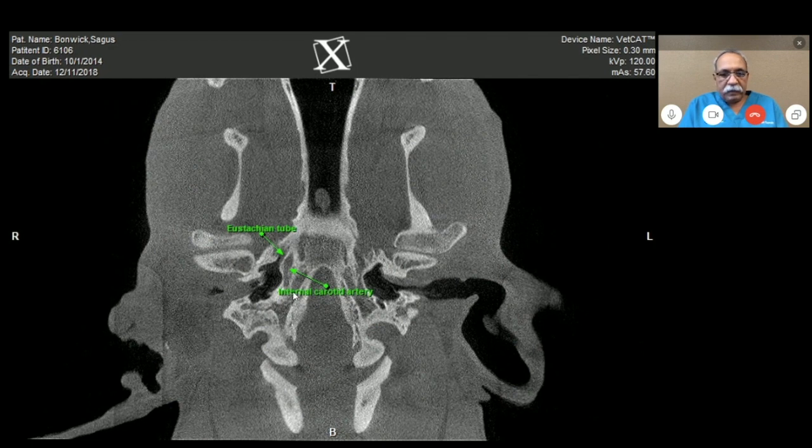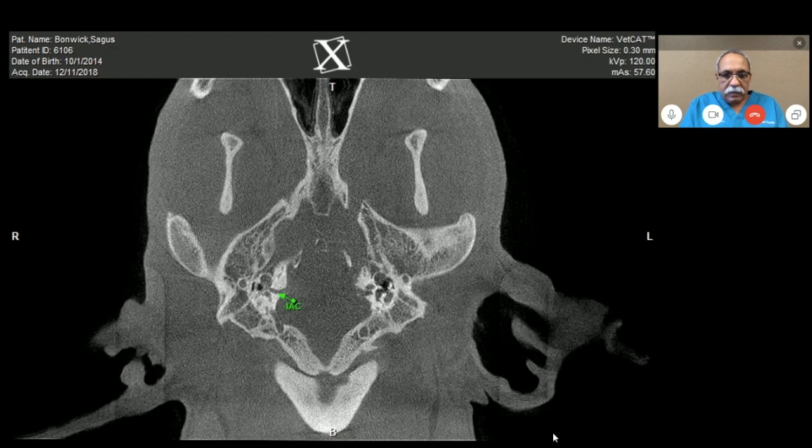So the next slide has the anatomical structure of, let's see. Okay, so the internal auditory canal that comes into the middle ear. So that's a view of the internal auditory canal on the CT.